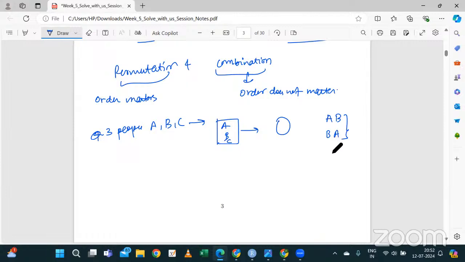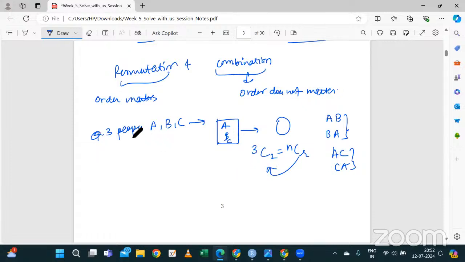Suppose you have selected A and C, or C and A. Anyway, you have selected A and C, if I have to just select 2 people. Yes or no? Correct. So in this case, you will use 3C2, that is the nCr formula.